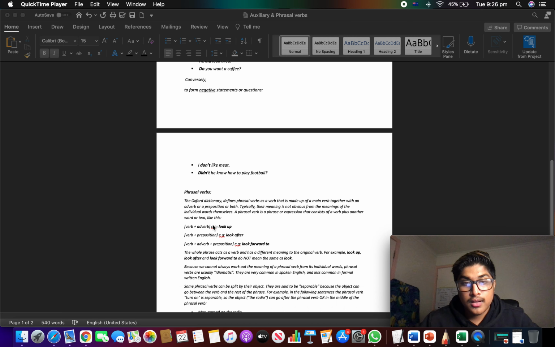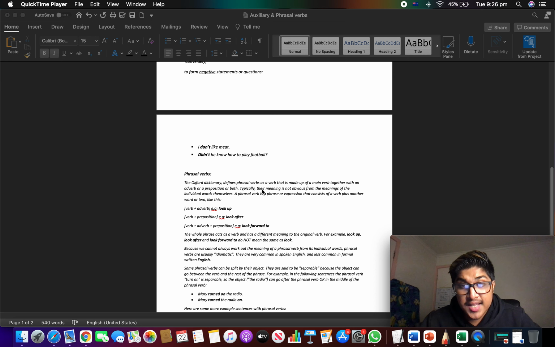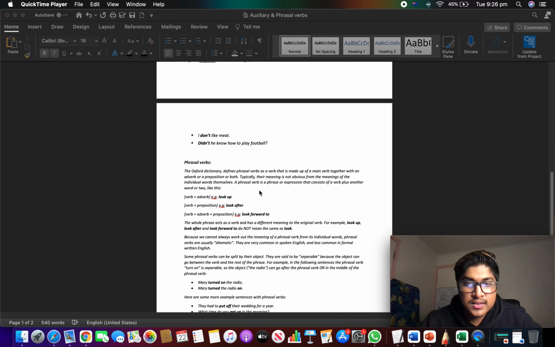Phrasal verbs. The Oxford Dictionary defines phrasal verbs as a verb that is made up of a main verb together with an adverb or a preposition or both. Typically, the meaning is not obvious from the meanings of the individual words themselves.